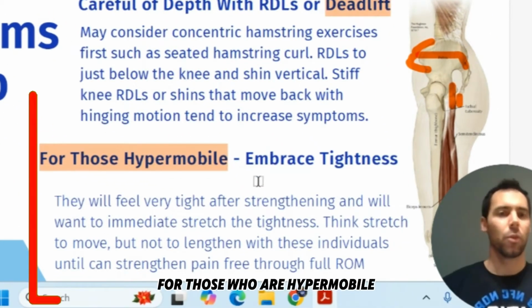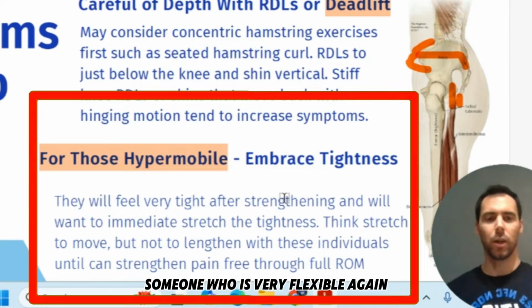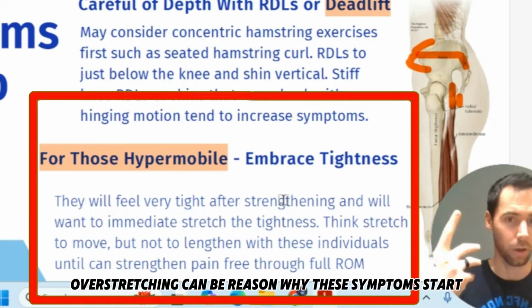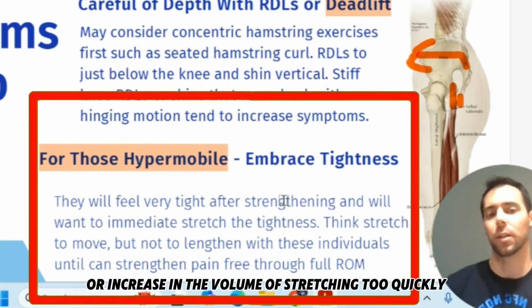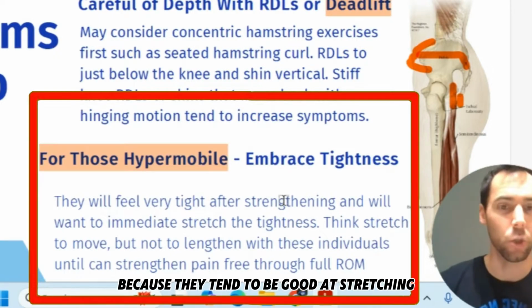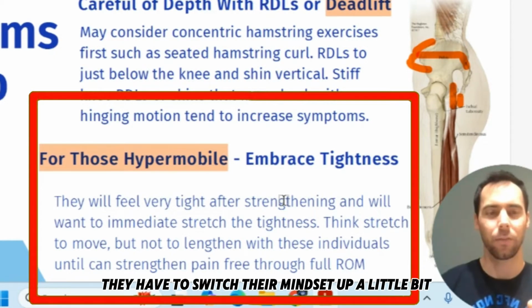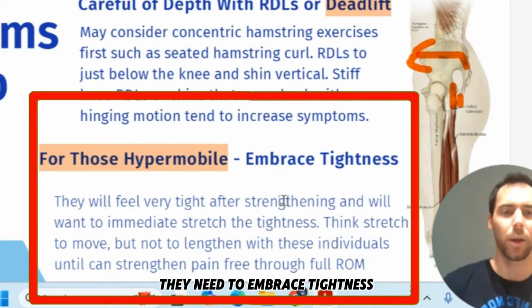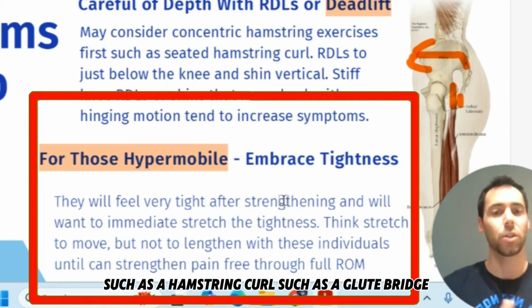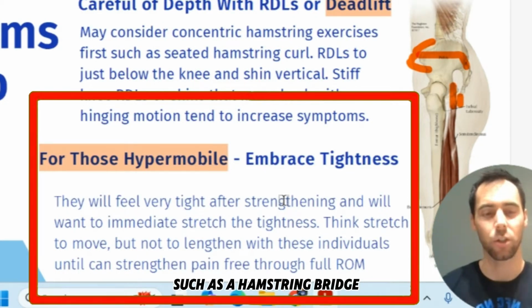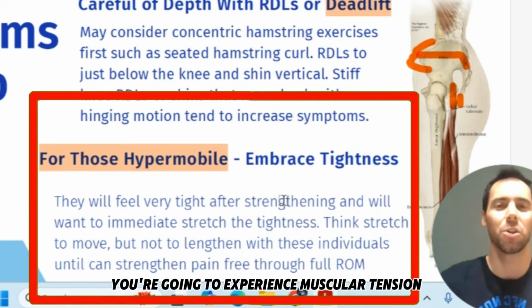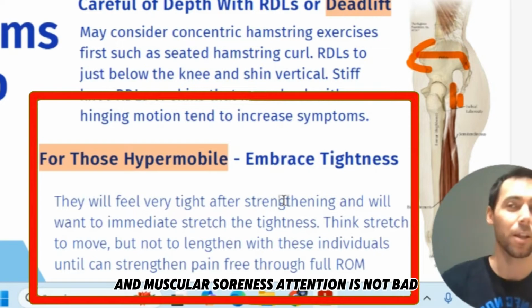This injury is very common for those who are hypermobile, someone who is very flexible. Again, I mentioned overstretching can be a reason why these symptoms start, or increasing the volume of stretching too quickly. So especially for those who are hypermobile, who tend to enjoy stretching because they tend to be good at stretching because they're hypermobile, they have to switch their mindset up a little bit. They need to embrace tightness, because when you get into some of these exercises that we are going to program for it, such as a hamstring curl, a glute bridge, a hamstring bridge, and all the different hamstring exercises, you're going to experience muscular tension and muscular soreness. That tension is not bad.